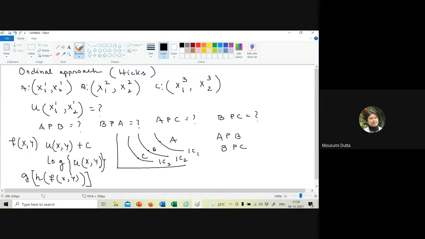So I can call you by your name, I can call you by your class roll number, I can call you by your registration number. Whatever it be, one is a monotonic transformation of the other. It is indicating the same ordering, the same bunch of individuals. That's all. These are different names of the same thing. Okay?